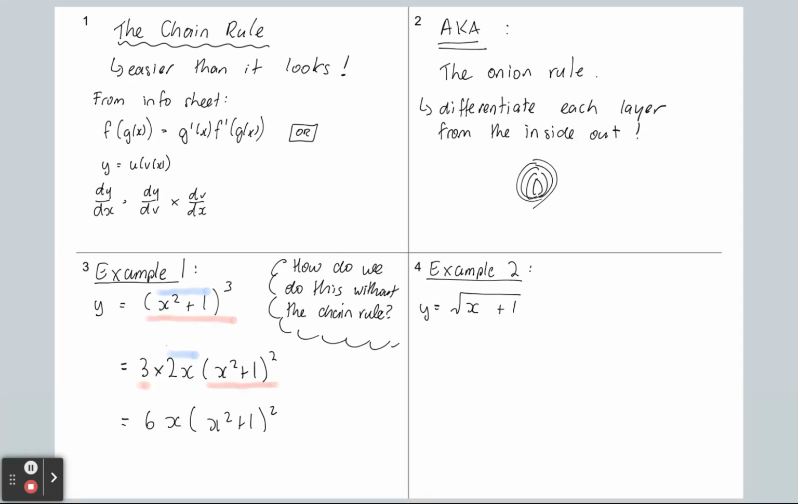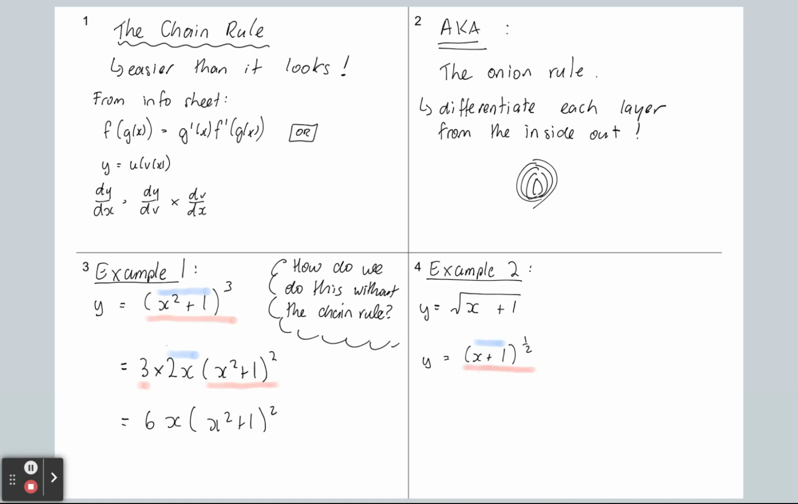So using the same premise, we can now solve y equals the square root of x plus 1 with a little bit of manipulation first, and then we're good to go. So the manipulation is make it y equals (x plus 1) to the power of a half. And now we can sort of identify, I hope, the inside and the outside. The inside is x plus 1, like so. The outside is the whole thing.